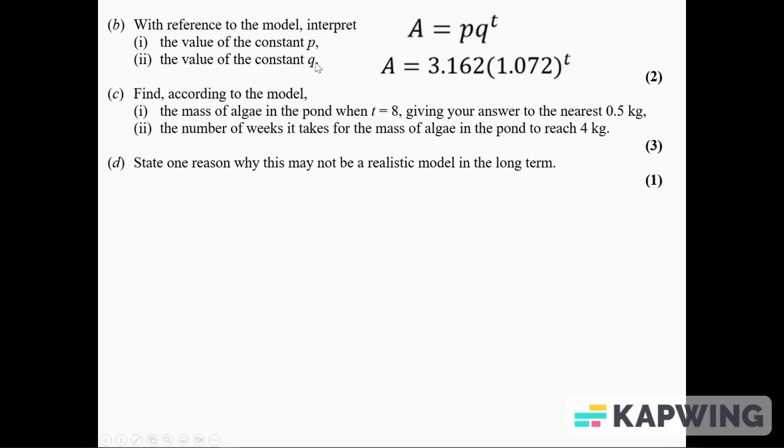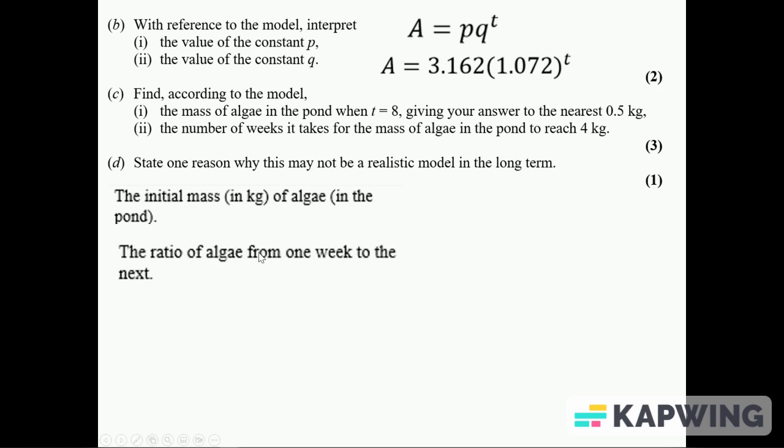Reference the model, interpret the P and the Q. Well, P is the A when T is 0, because Q to the power of 0 is going to be 1. So P is the initial mass in kilograms in the pond. And the Q, they call it the ratio of algae from one week to the next. It's really the factor it is multiplied by each week. So going from week 7 to week 8, what does the mass multiply by? Each week it's multiplied by 1.072.